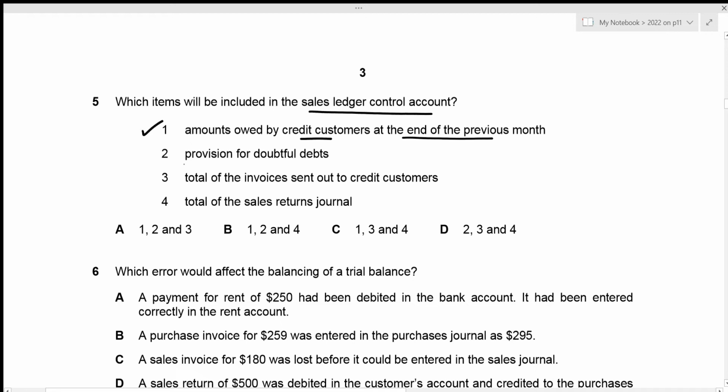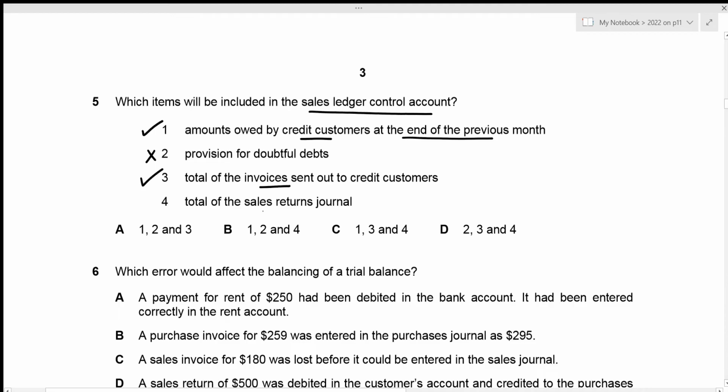Then the second one is provision for doubtful debts. Remember that we only include bad debts incurred and not the provision for doubtful debts. So this does not exist in our sales ledger control account. The third one is total of the invoices sent out to credit customers. This is just equivalent to the total amount for credit sales, which we record on the debit side of our sales ledger control account. So this is included. Then the fourth one is total of the sales returns journal.